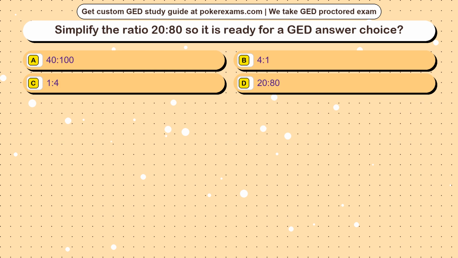Question 15. Simplify the ratio 20:80 so it is ready for an answer choice. Option A, 40:100. Option B, 4:1. Option C, 1:4. Option D, 20:80.